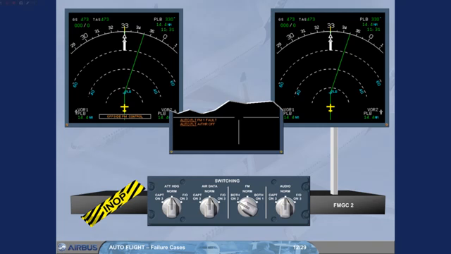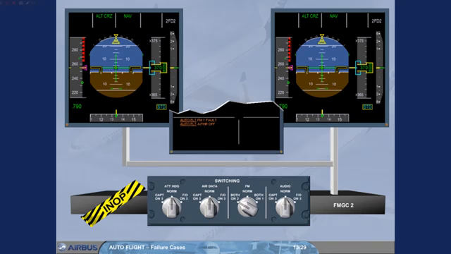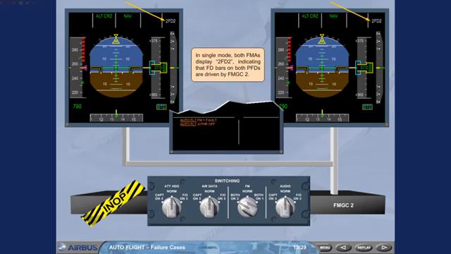The pilot non-flying has performed the ECAM actions. Notice the amber message, offside FM control. It means that the displays of both NDs are controlled by the remaining FMGC. This mode of operation is called single mode. In single mode, both FMAs display 2FD2, indicating that FD bars on both PFDs are driven by FMGC2.